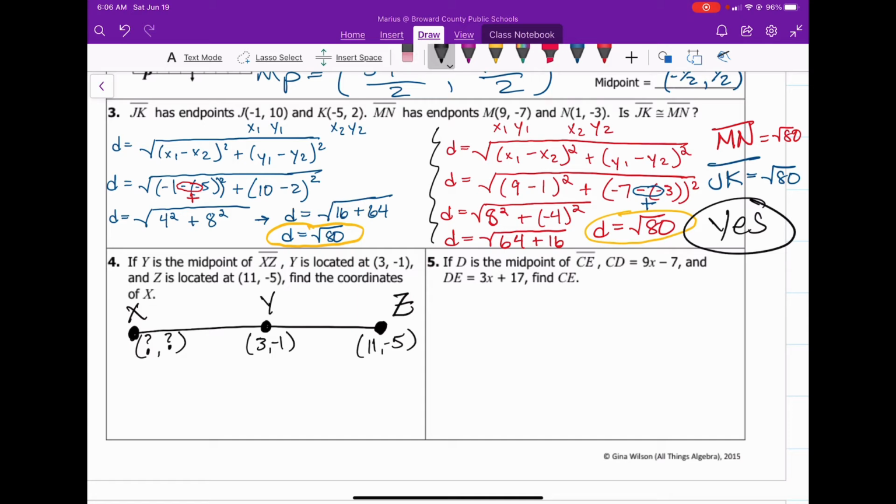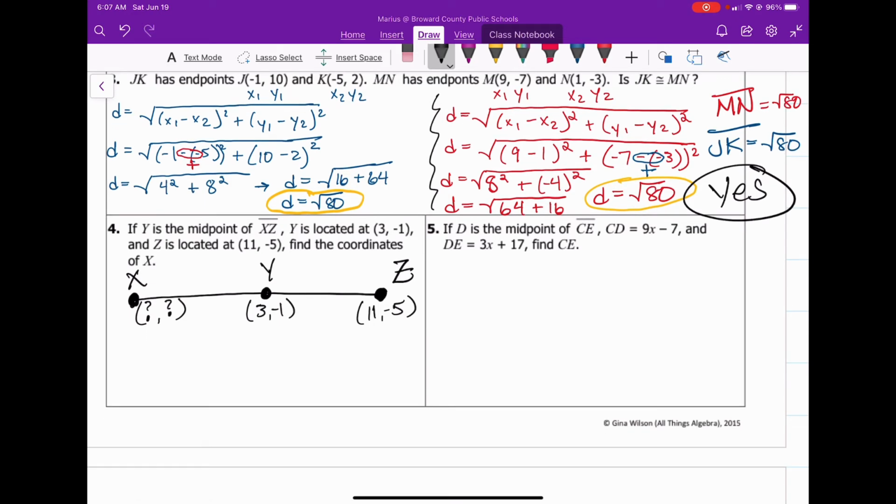We are going to be working the midpoint formula backwards. So if we remind ourselves real quick, the midpoint formula says that if you add both of your x's and divide by 2, you'll end up with your midpoint for your x value. I'm going to leave a space there. And if you do the same thing for your y values, you'll end up with that answer as well.